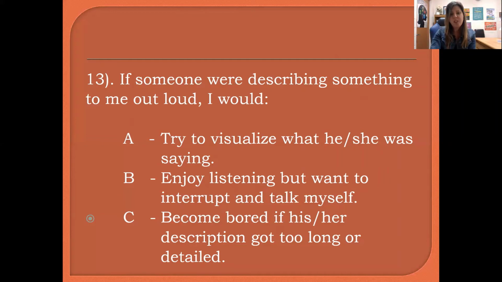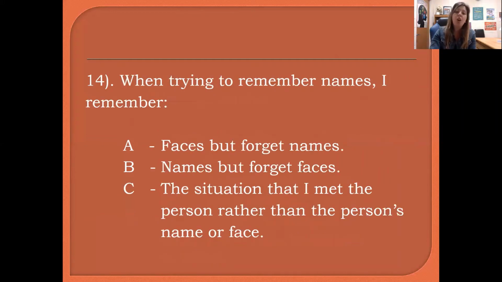And our final question, number 14. When trying to remember names, I remember A, faces, but forget names. B, names, but forget faces. Or C, the situation that I met the person rather than the person's name or face. When you're trying to remember someone's name, is it A, B, or C?